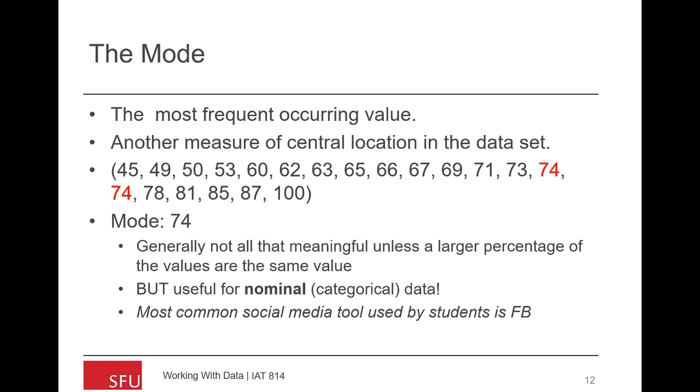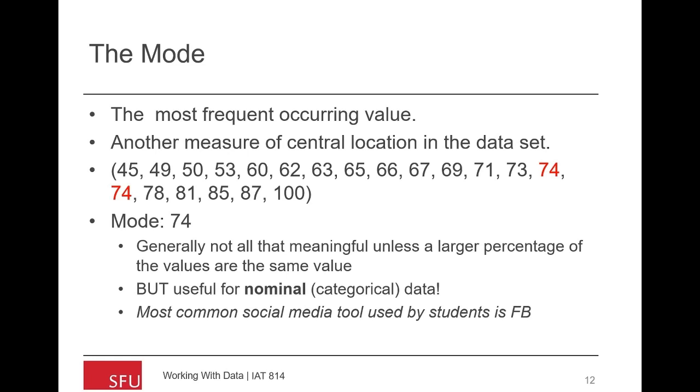But you can compute the mode on any data collection, and we'll just compute it on the data collection we've been showing here. And so once again, here it is, not in sorted order, the same 20 items in the list. And there's two occurrences of the number 74, so therefore the mode is 74. For numerical data, it's generally not all that meaningful unless a large percentage of the values are the same value. And so for numerical things, particularly if they're real numbers, we're just looking at integers here, the mode probably isn't too useful a thing to compute.